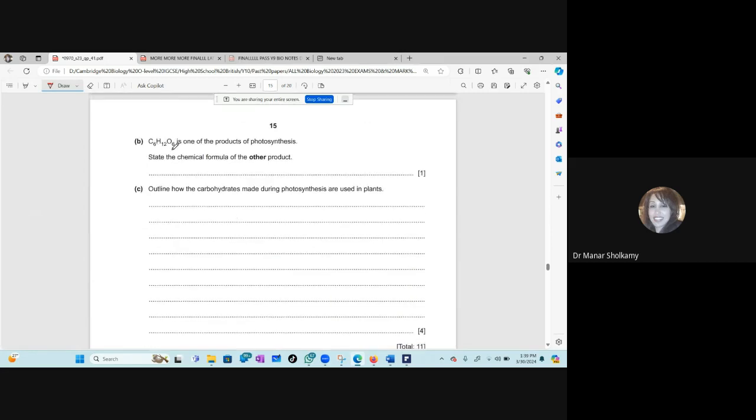Okay. This is one of the products of photosynthesis. What is this? Glucose. What is the chemical formula for the other product? Oxygen. O2. Yes, O2.